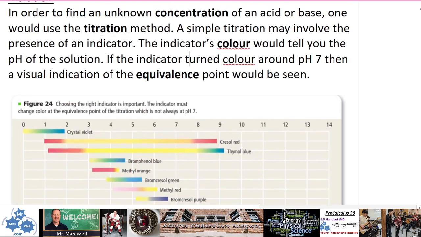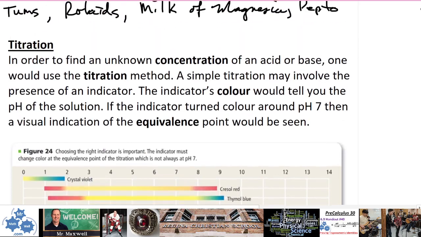So the indicator's color would tell you the pH of the solution. And so when the solution gets to a certain pH, it would trigger a color change in the indicator, thus indicating that you've hit a certain pH. If the indicator turned color around pH 7, then a visual indication of the equivalence point would be seen.